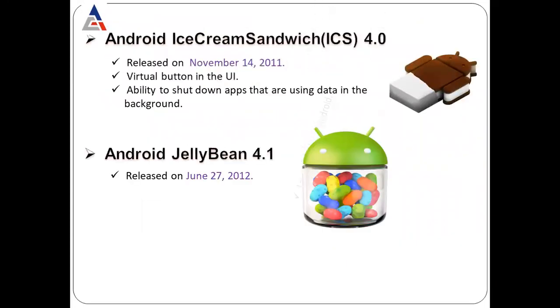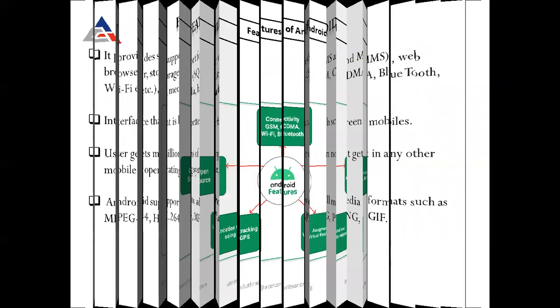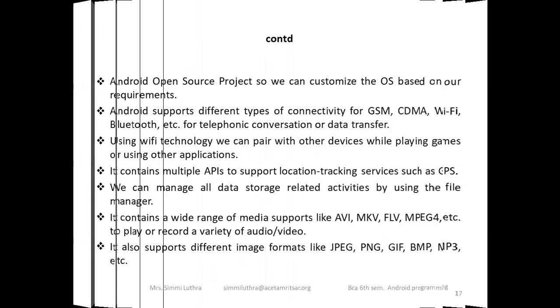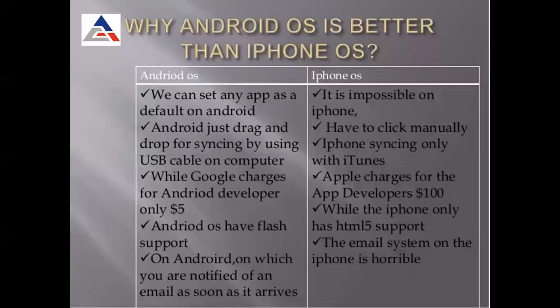Okay, these are the different versions of Android. Then we discussed different features of Android. So let's start today's lecture. In today's class, we're going to discuss why Android operating system is better than iPhone operating system. This is basically a comparison between the iOS and Android operating system. Why Android operating system is better than iPhone operating system.